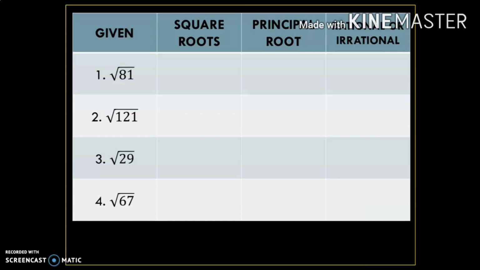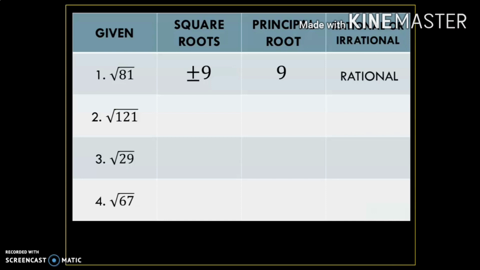Next. I have your square root of 81. So, the square root is positive, negative 9. The principal root, we are going to use the positive 1, which is 9. Since perfect square sa 81, o yung ating radicand na 81, so that is rational.